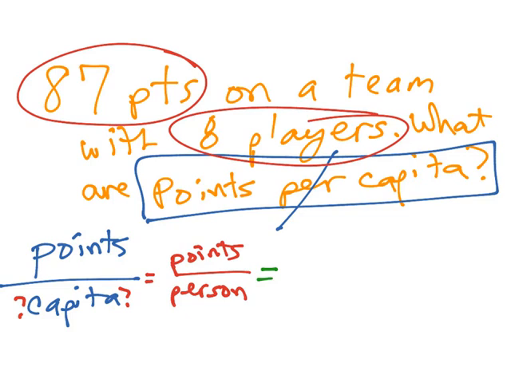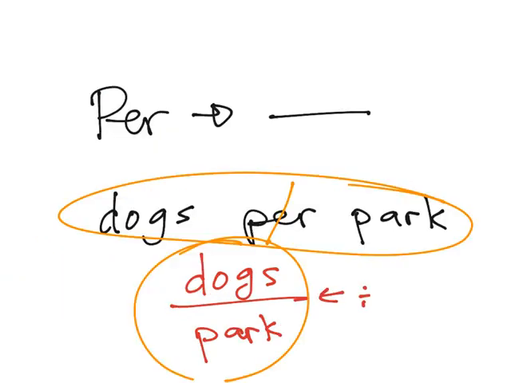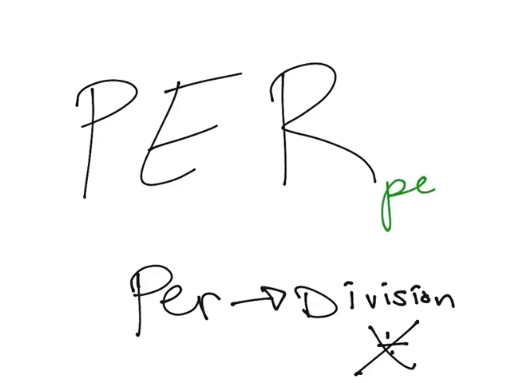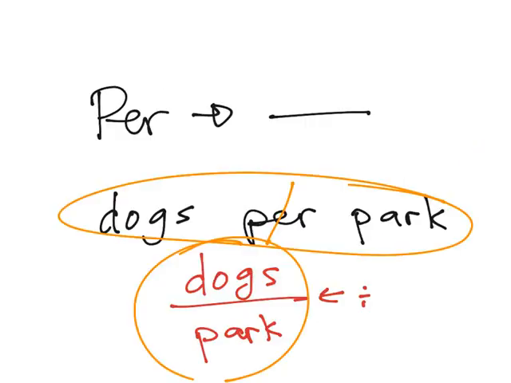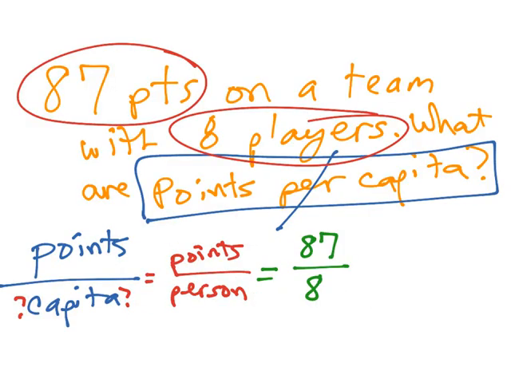Now I can plug in my points. Okay, so 87 points, so points goes on top. People go on the bottom. Generally, when we use the word per, we like to talk about per 1. But usually we want the denominator to be a 1. So that means we actually do divide.